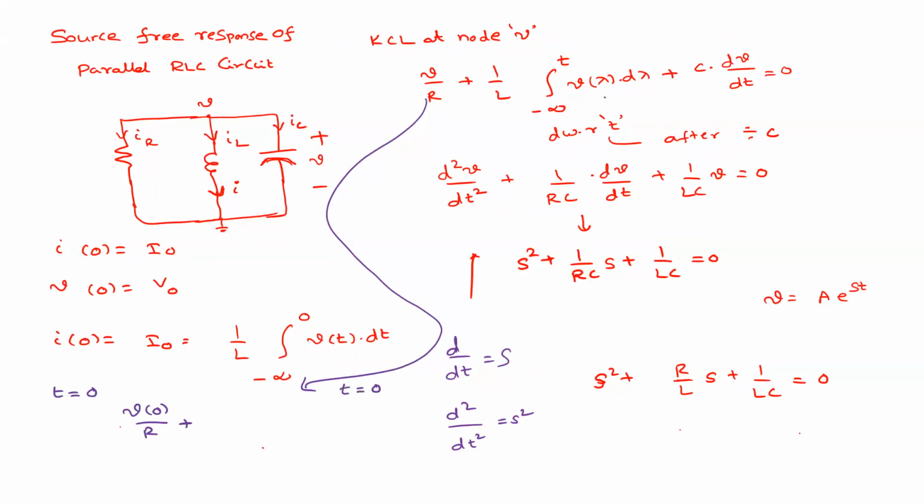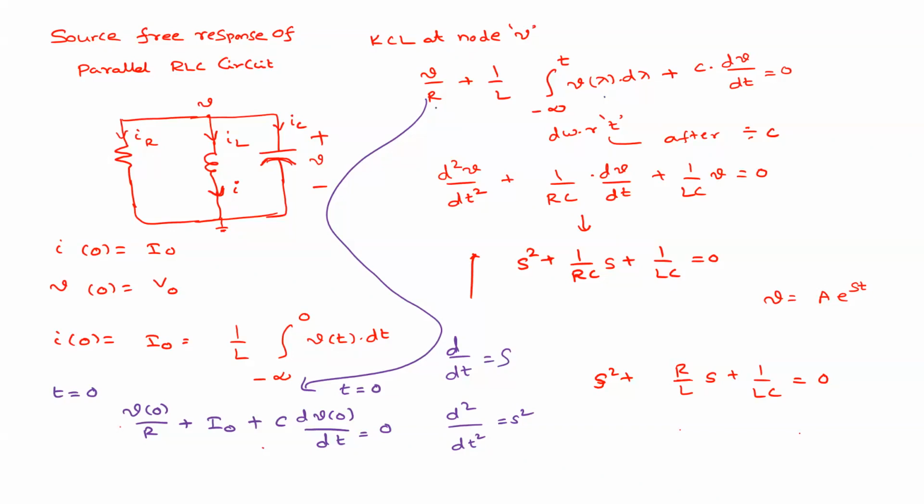The next one is the integral term. This entire thing is I naught, which is equal to, plus C into dV of 0 by dt, which is equal to some value, or which is equal to 0, sorry, in this case. Understood? Yes, sir. Understood. Or can I explain again?